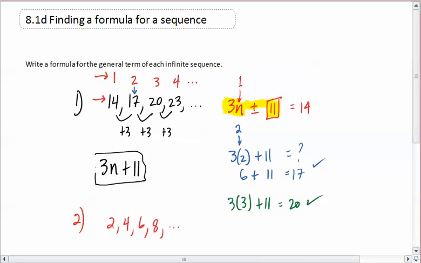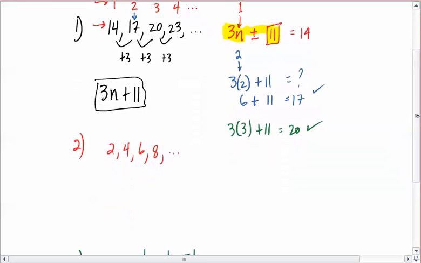Remember, when you have a constant number being added or subtracted, you put that in front of the n, and then you're going to need to adjust if it doesn't produce the value that you're supposed to have. So let's take a look at another one.